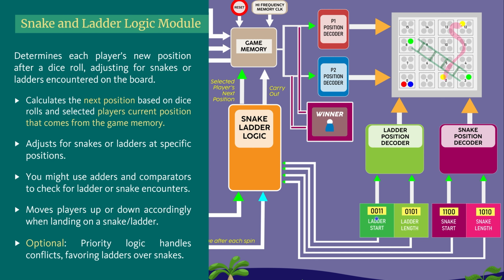These things go into the snake ladder logic module because it needs to predict: I have advanced 2 positions based on the dice roll, but at that tentative position, is there any snake or ladder? I need to take account of that. That is why ladder start, ladder length, and these things are inputs to the snake ladder logic module.